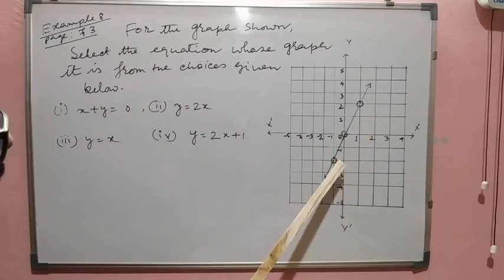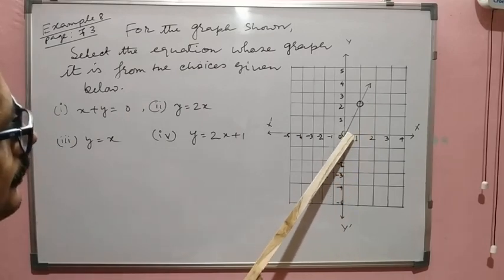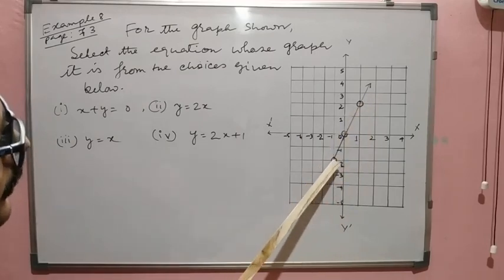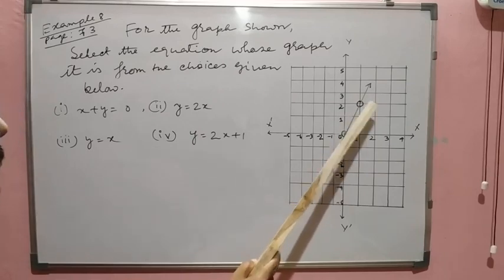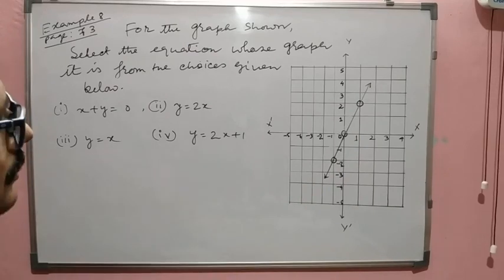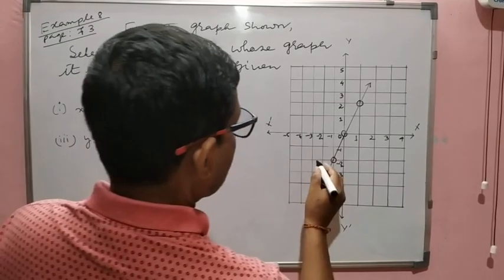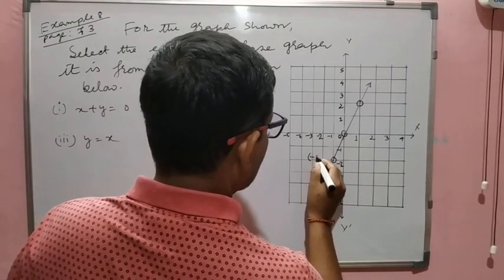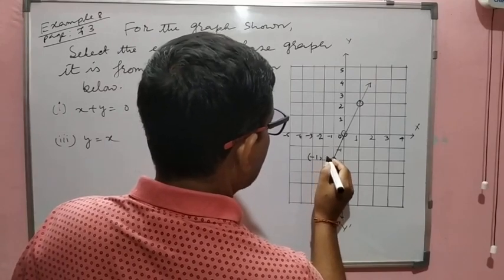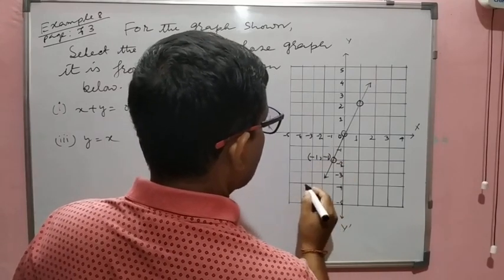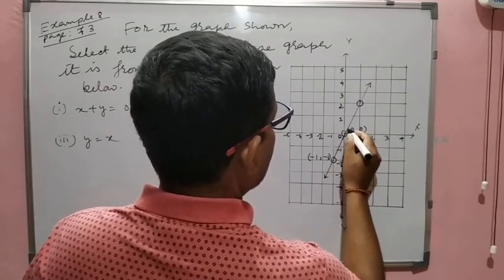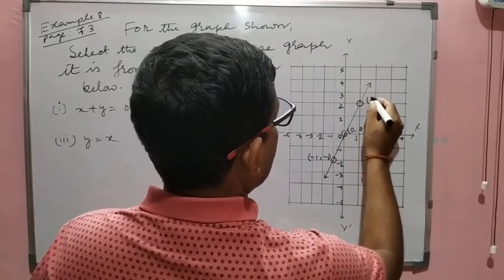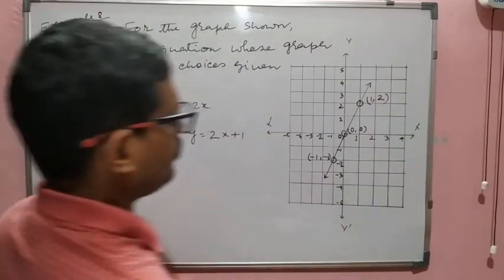It is passing through 3 points, this point, this point and this point. This point is minus 1, 1. This point is 0, 0. This point is 1, 1. This point is minus 1, minus 1. This point is 0, 0. This point is 1, 2.